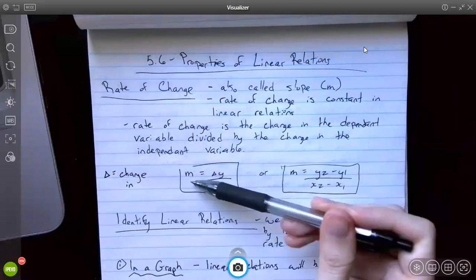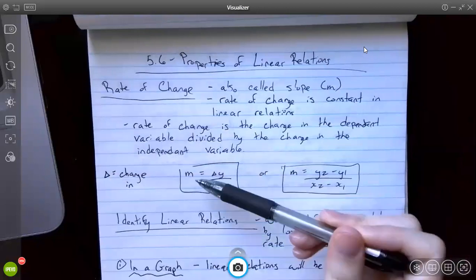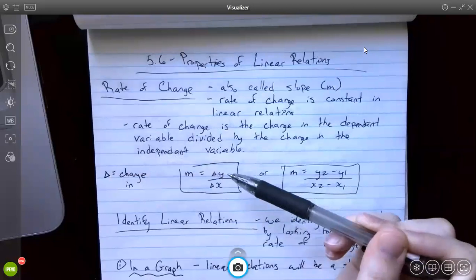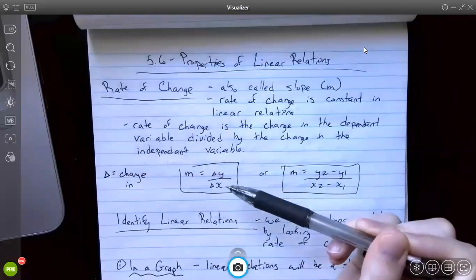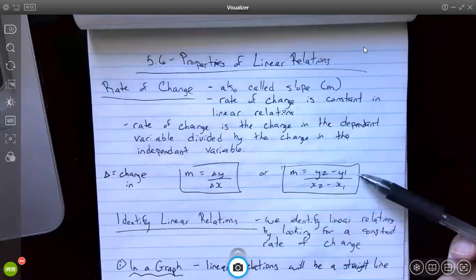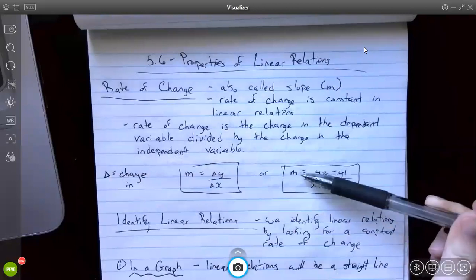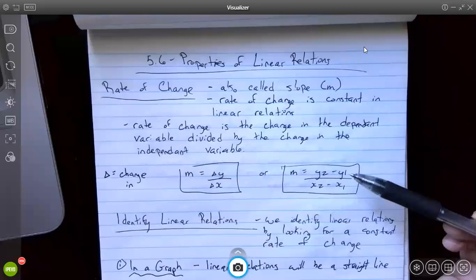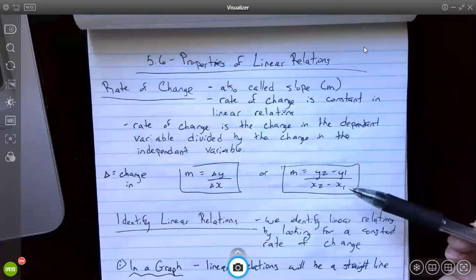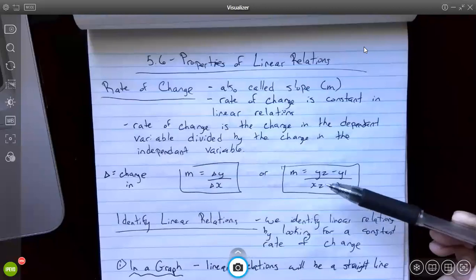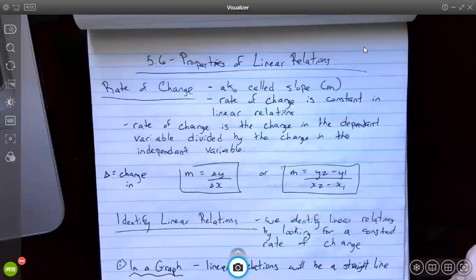So what this equation means is that the slope, or the rate of change, is equal to the change in y divided by the change in x. Another way of representing that is that our slope, or our rate of change, is equal to y2 minus y1 over x2 minus x1, where x1, y1 is a coordinate and x2, y2 is a second coordinate.